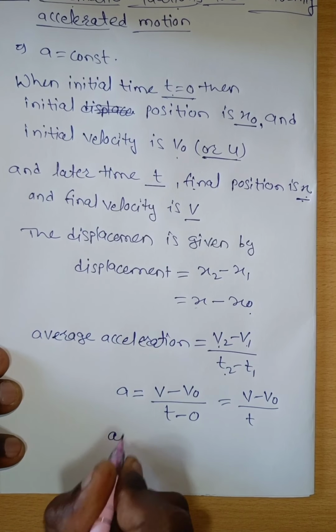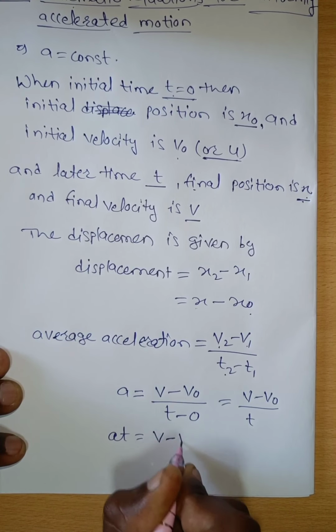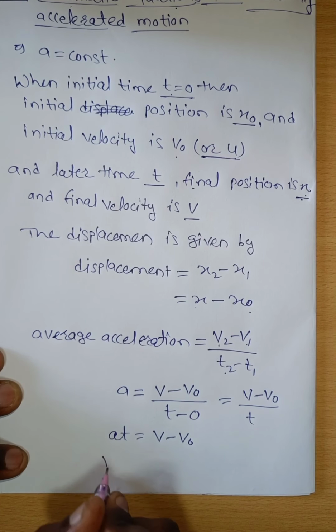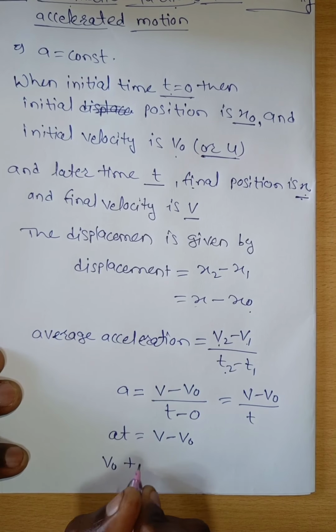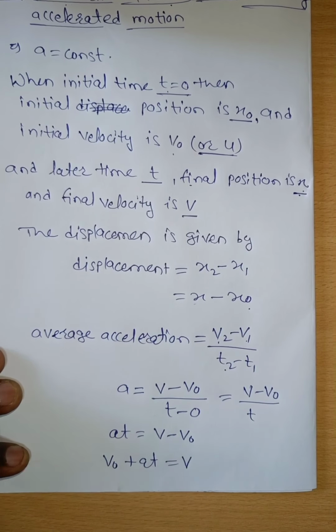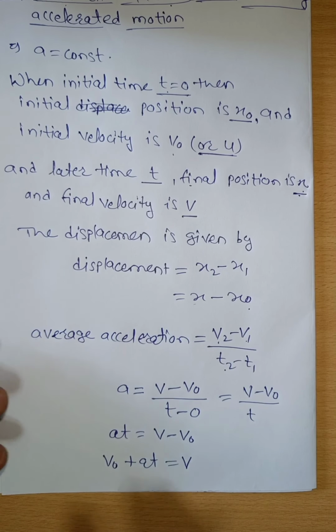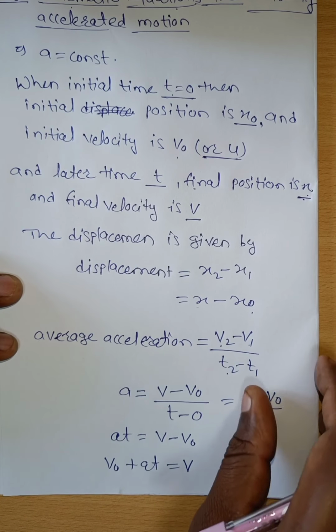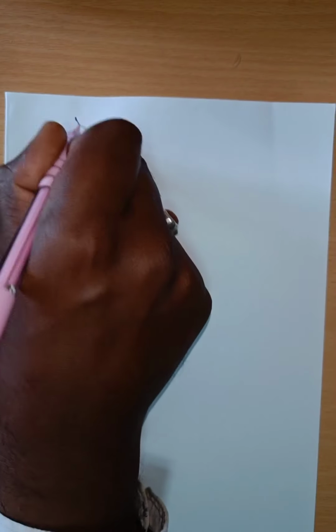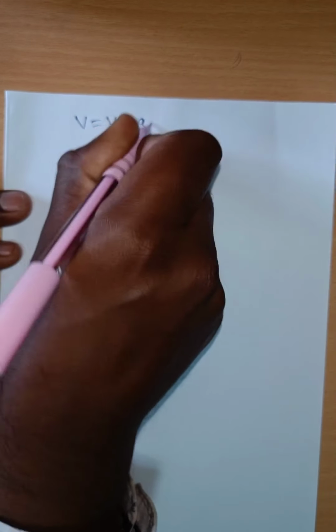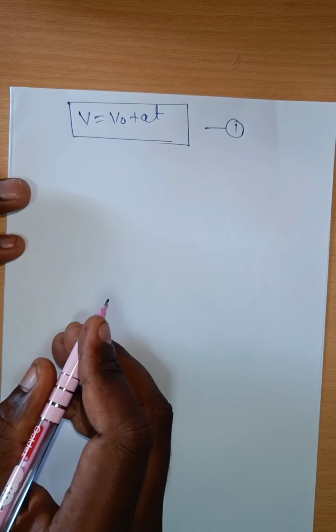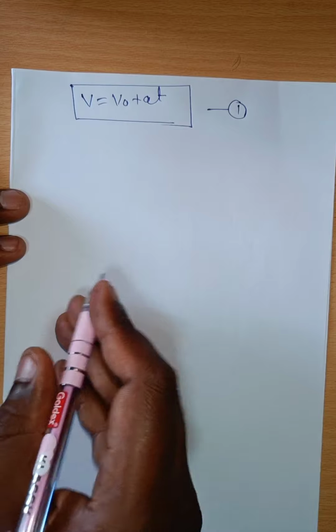Then taking cross multiplication, at is equal to v minus v naught. Now this minus v naught we shift to the right side, and it becomes plus v naught. So v naught plus at is equal to v. Taking the left side as right and the right side as left, we get v is equal to v naught plus at. Now this is the first kinematic equation.